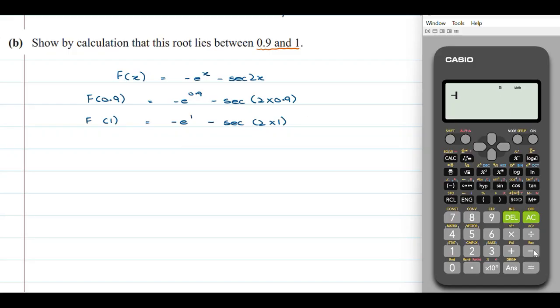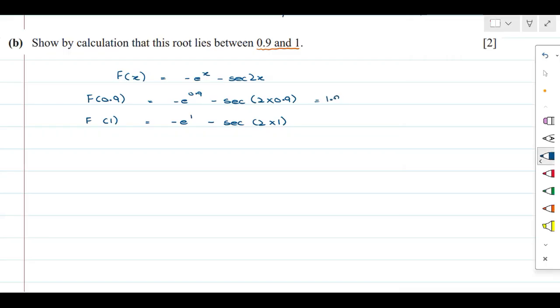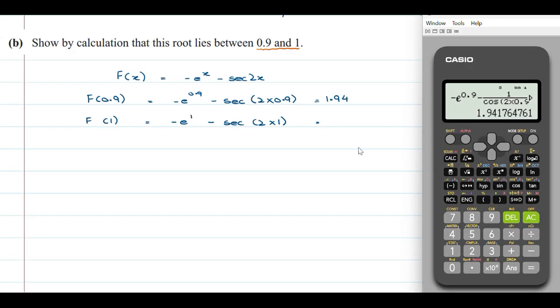Now what is negative exponential of 0.9, and then we have a negative secant. Secant is the reciprocal of cos: 1 divided by cos of 2 times 0.9. That gives 1.94. And the second value is, with 2 times 1 and the exponential value also at 1, negative 0.32.